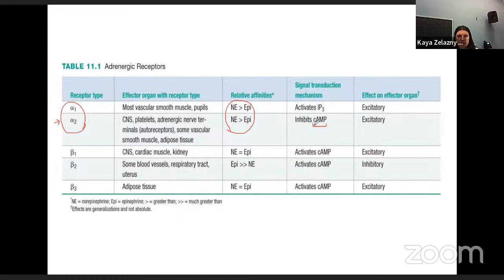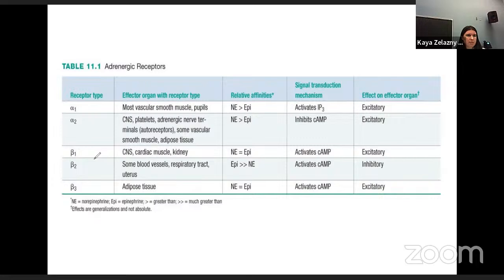So our alpha receptors prefer norepinephrine. One of them inhibits cyclic AMP. The other one activates something called IP3, a different pathway. And both of them are going to excite the effector organ. Honestly, we mostly care about the beta receptors. That's what we'll talk about in future units.